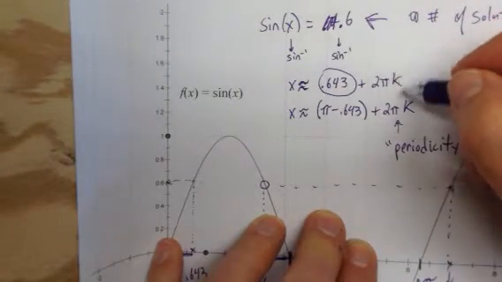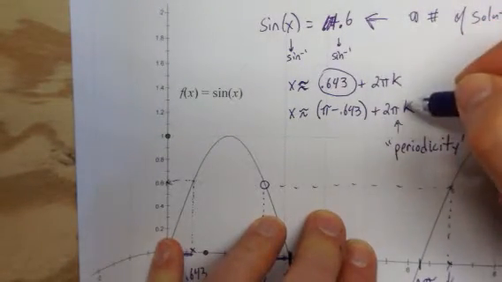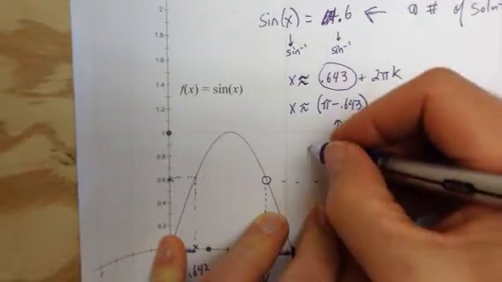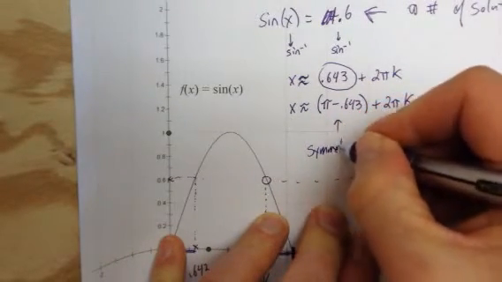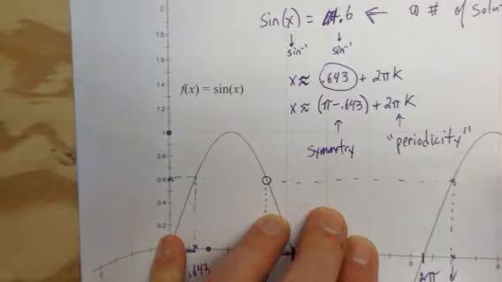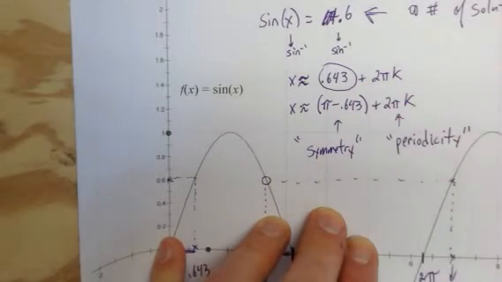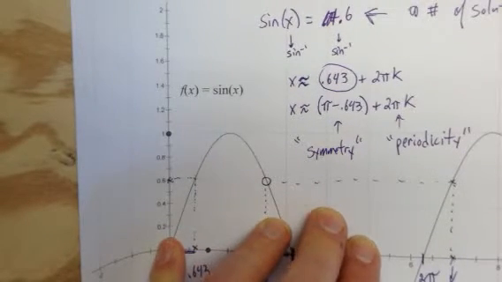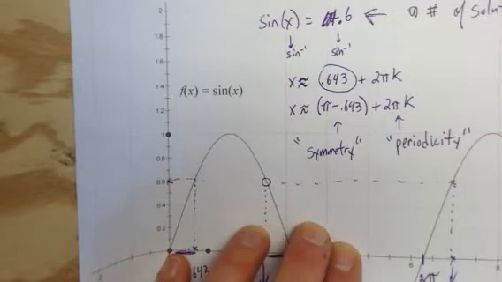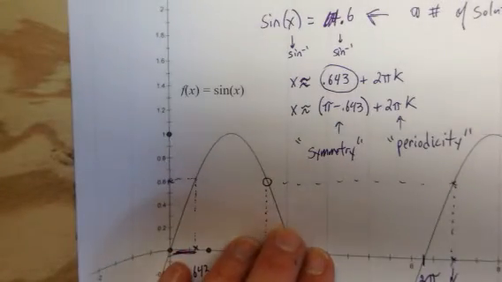You have to put in the periodicity yourself and apply symmetry yourself. Your calculator cannot apply, well, you can get Wolfram Alpha, there are calculators that can, but typically you're expected to apply the symmetry and the periodicity on your own. Okay? Again, we'll try to clean this up in class.